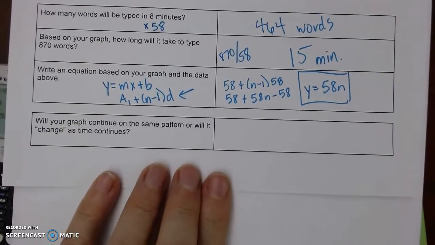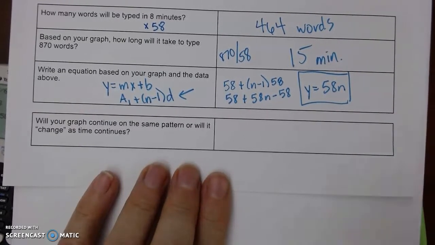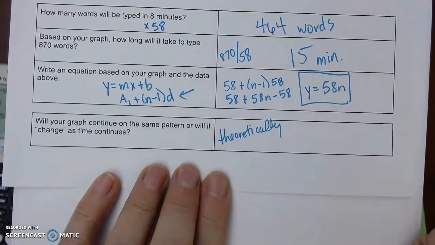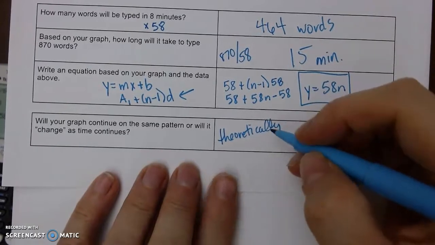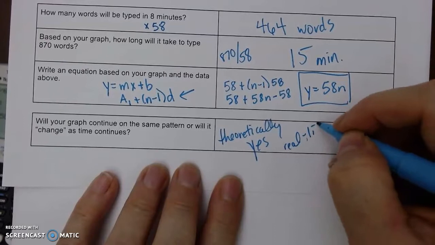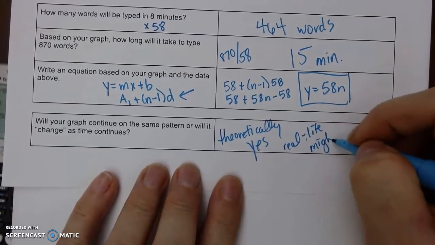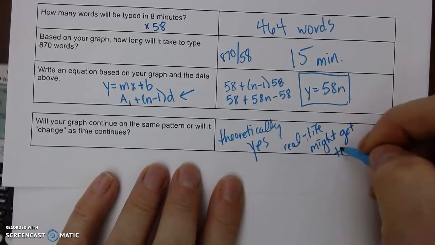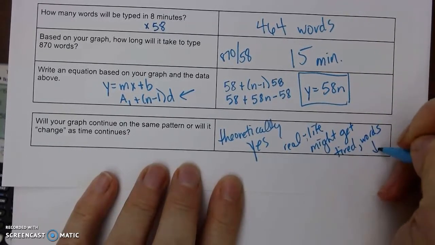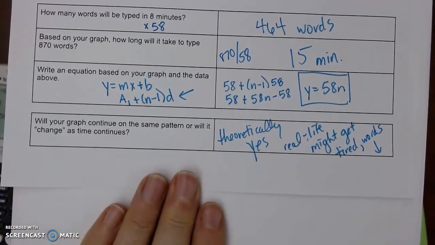Will my graph continue on the same pattern, or will it change as time continues? Well, you can type the same amount for as long as you can. Sometimes you might get tired, so I'll say theoretically, sure. If I had 60 minutes, I should be able to type the same amount each minute. In real life, I think the person might get tired, so the words could go down. Okay, but you come up with whatever you think. All right.